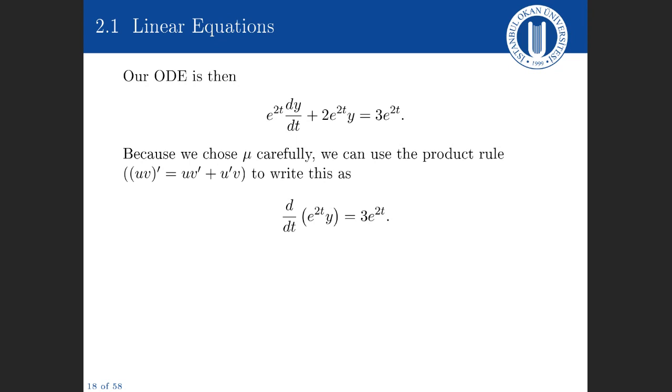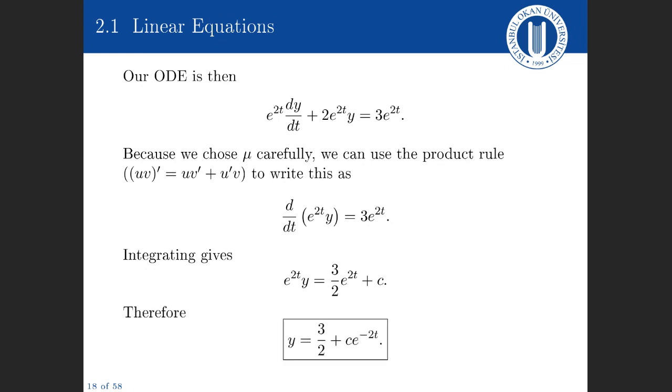Now this is looking easier. This is now an equation which we can easily integrate. The integral of the derivative of e to the power 2t y, of course, is just e to the power 2t y. And then on the right side, we integrate 3e to the power 2t to get 3 over 2 e to the 2t plus a constant. And then we're almost finished. All we need to do is divide by e to the power 2t to get the solution. And of course, this is exactly the same solution that we could get using the method from yesterday.